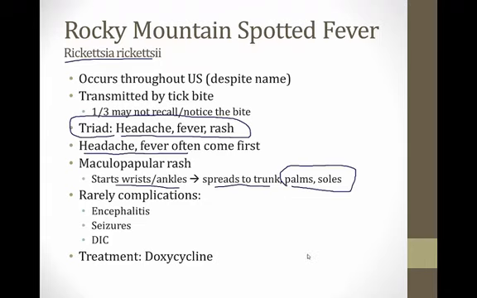So when you see a rash that is on the palms and soles, and it's someone who's been out in the mountains where they could have been bitten by a tick, you should think of Rocky Mountain spotted fever. It can rarely progress from the rash and fever to cause severe complications like encephalitis and seizures and disseminated intravascular coagulation, and the treatment is doxycycline, just like most of these zoonoses.